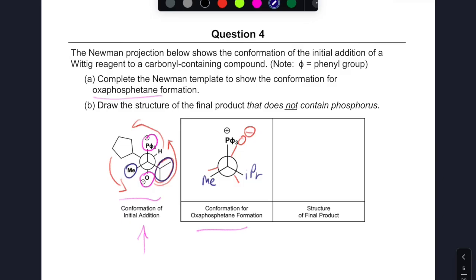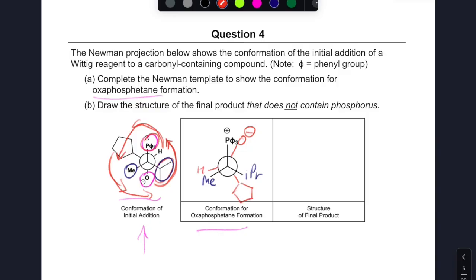Okay, now on the back carbon, since we're rotating the oxygen up to this position, eclipsing that phosphorus, what it means is over here, we're going to have a hydrogen. That's just a result of moving that hydrogen down here. And then this is our cyclopentyl. So that's going to be a 5-membered ring like this.